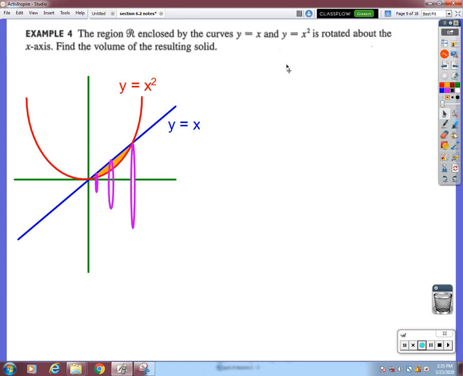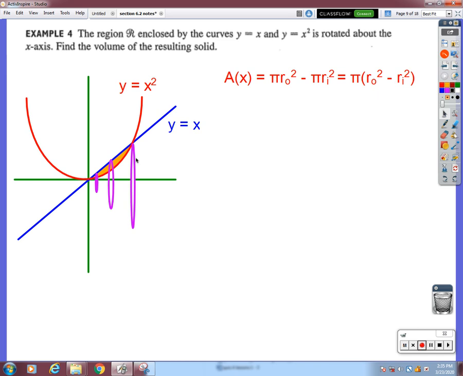Okay, so the way this changes our setup is that now we have two radii that we're interested in. I use the little subscript O here to represent the outer radius, so that is the radius that is the farthest away from the axis of rotation. And then we're going to subtract from that pi times the inner radius squared, and so that's the radius that is closest to the axis of rotation.